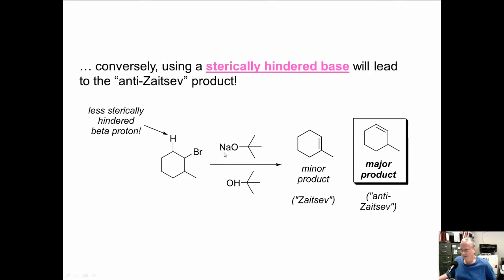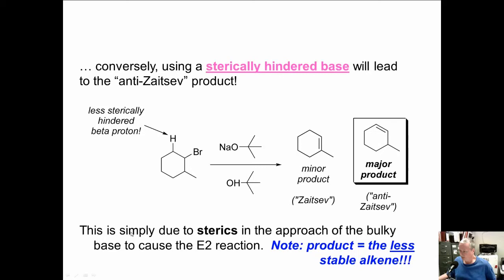It's not going to make the Zaitsev. Or if it does, it's going to be a major-minor thing. But this is definitely the major product because it has trouble, even though it's making the less stable alkene, right? But the reason is because it can more easily reach over to this proton. Okay. So this is simply due to sterics in the approach of the bulky base. The product is the less stable anti-Zaitsev alkene.